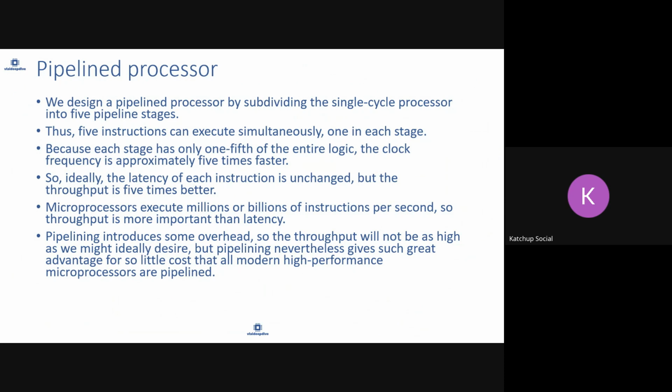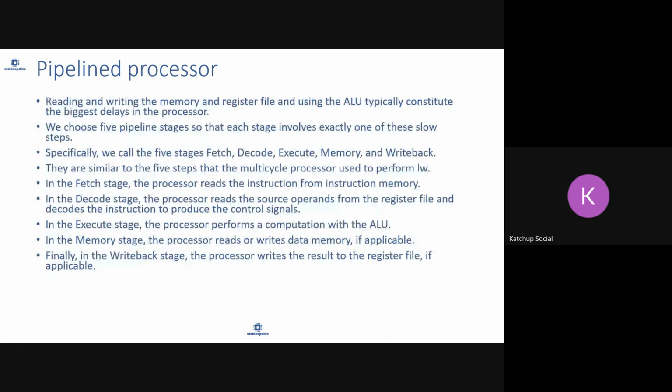So let's see how we can do that. Pipeline may introduce some overhead. This may be extra logic, or there is another kind of hazard which can be there, which we'll talk about. But in general, we'll be able to improve our throughput if we design a pipeline processor. So let's see how that can be done.